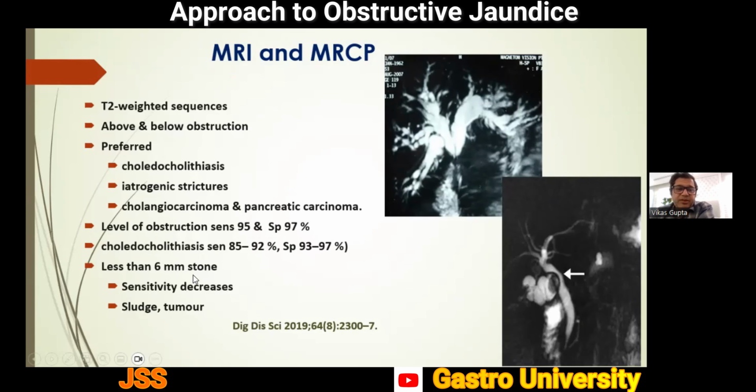However, the problem with MRI is that if the stone or filling defect is less than 6 mm in the bile duct, then the sensitivity decreases. It cannot differentiate whether it is a stone disease, sludge, or a tumor.